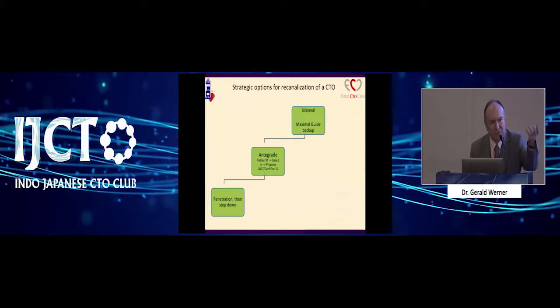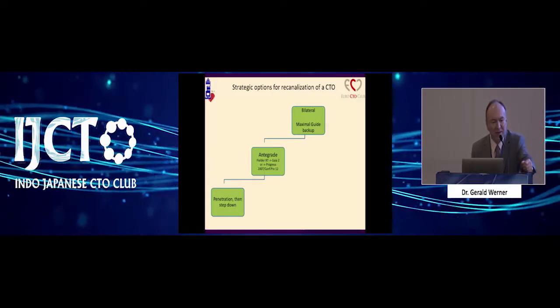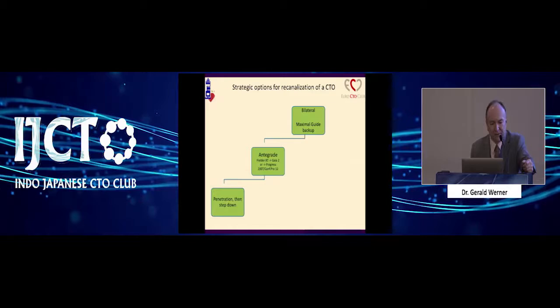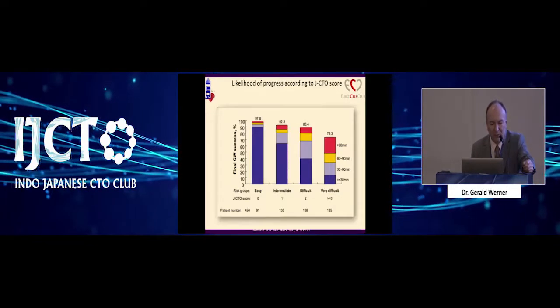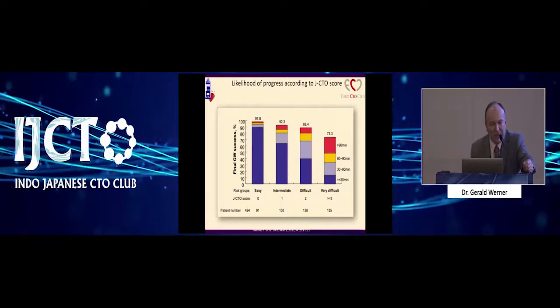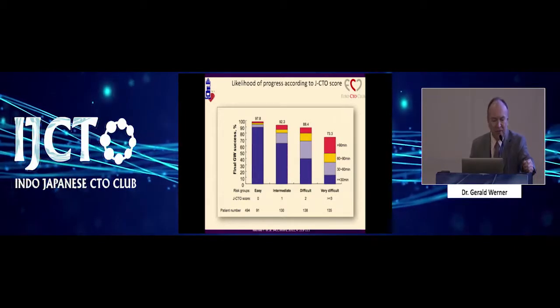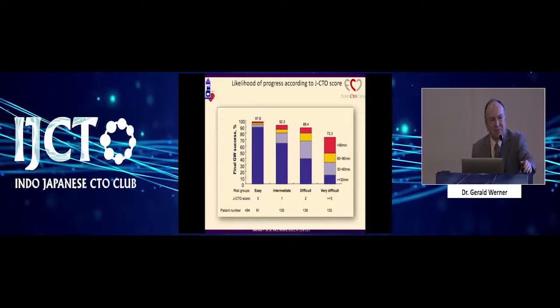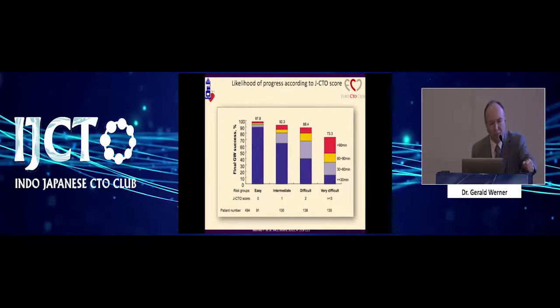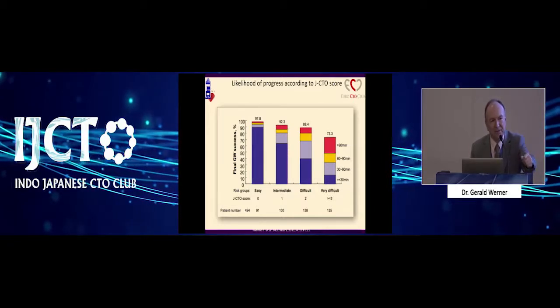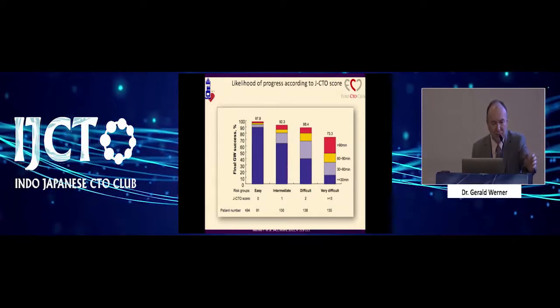the lesions, and you saw just 2 nice examples, are done by the antegrade wire escalation and sometimes then added with a parallel wire. We know the J-CTO score. The J-CTO score basically describes whether you will be successful with this antegrade wire approach in a fairly decent time. 30 minutes is the blue bar.